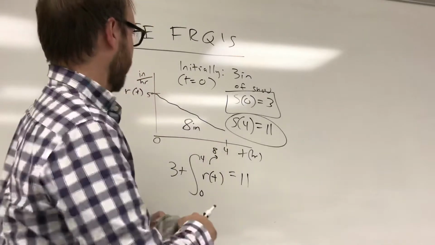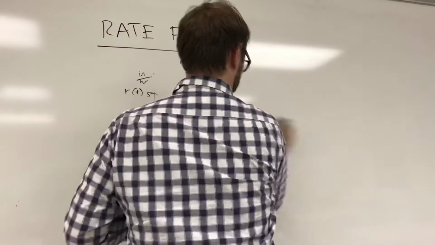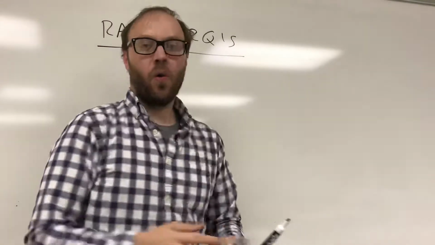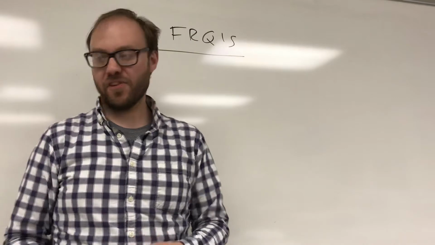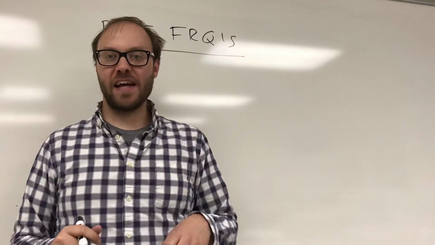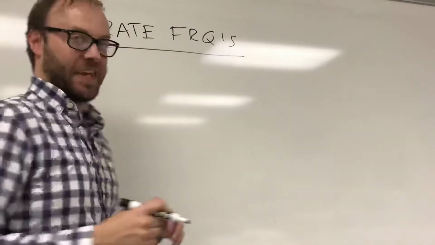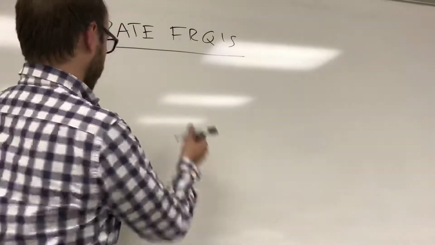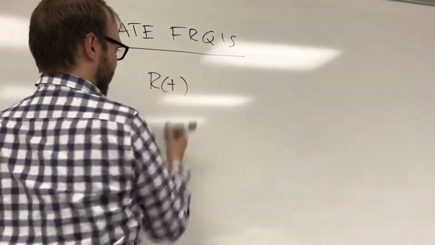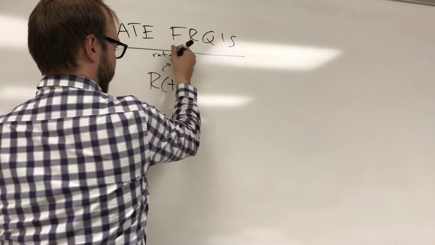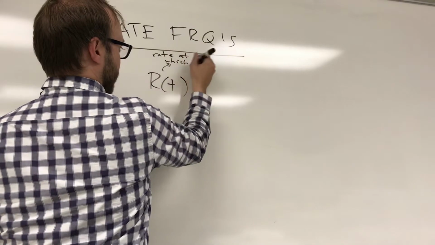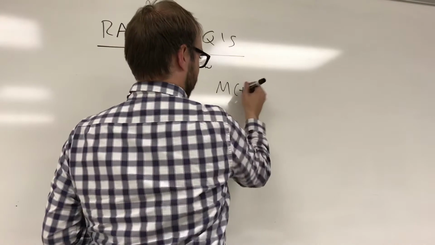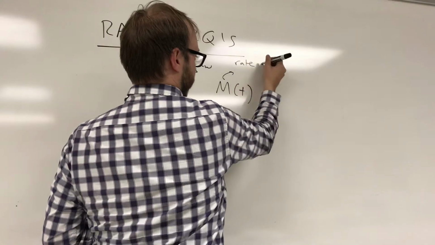Now, one additional thing that you're going to run into in these rate problems. So you're integrating a rate to find out how much change happens over a time period. One other thing they're going to do a lot, I think you're going to see this in the first free response, is give you the rate that something comes in, and give you the rate that something goes out. Let's say that I had an R of t, and that was the rate at which snow falls, and let's say I had an M of t, and that's the rate at which snow melts.